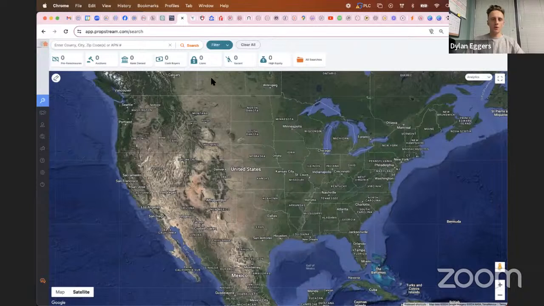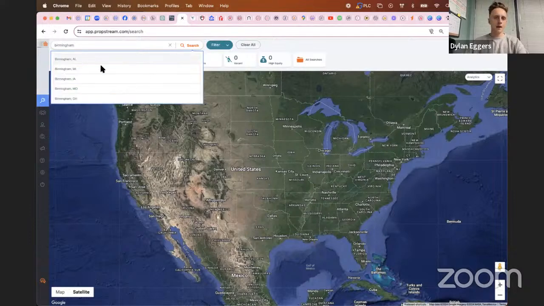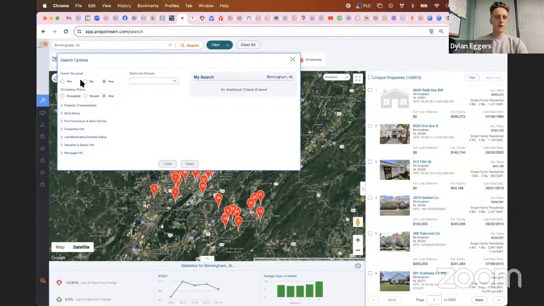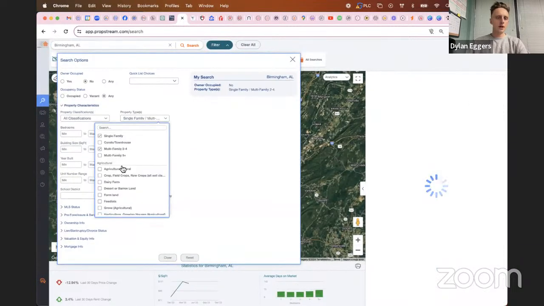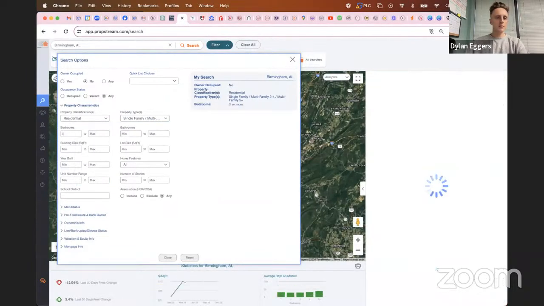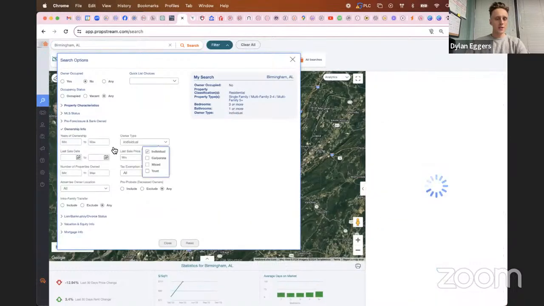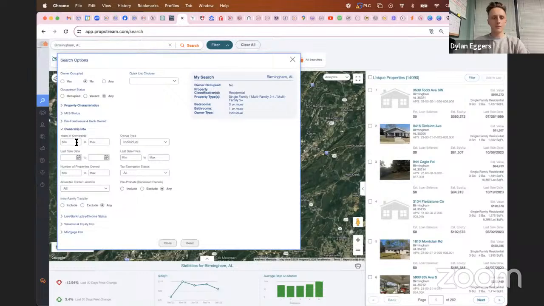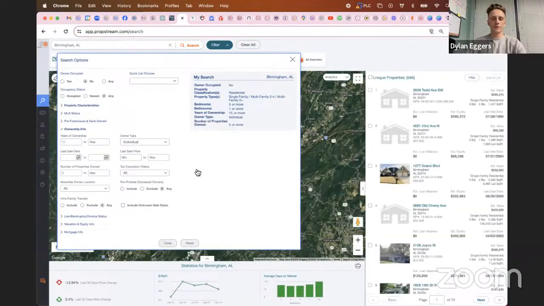If it loads. So I'm just gonna create it for you. So let's just type in Birmingham, Alabama, and I'm gonna filter for non-owner occupied. And I'm gonna look for single family, multifamily. I'm gonna look for residential. I'm gonna look for 3 beds minimum, baths, 1 bath. I'm gonna look for ownerships. I want individuals, and I want minimum years of ownership. Let's look for like 15 years. Number of properties owned. Let's see who owns 5 or more properties and have owned them for 15 or more.